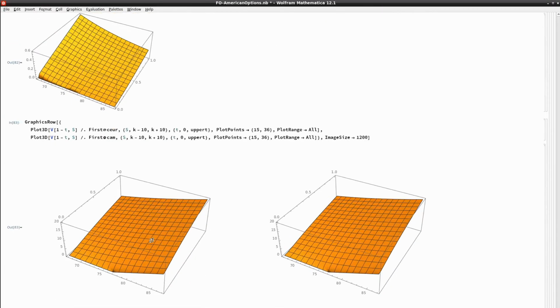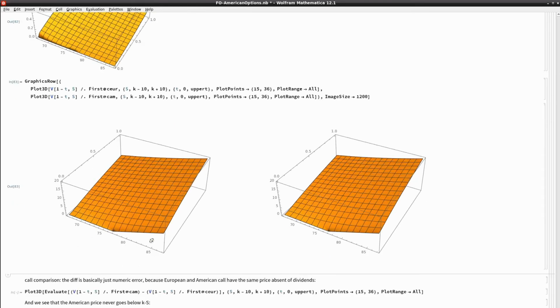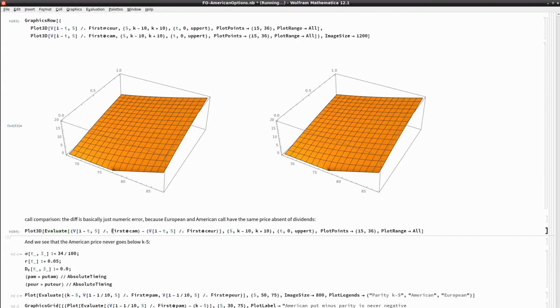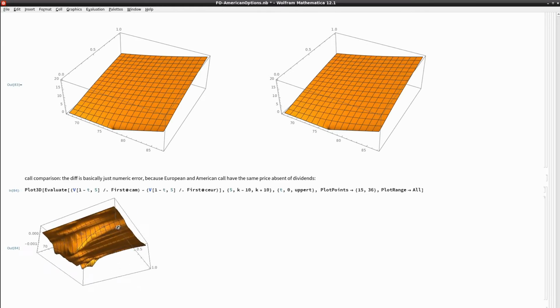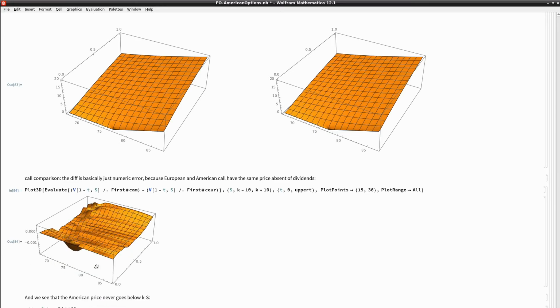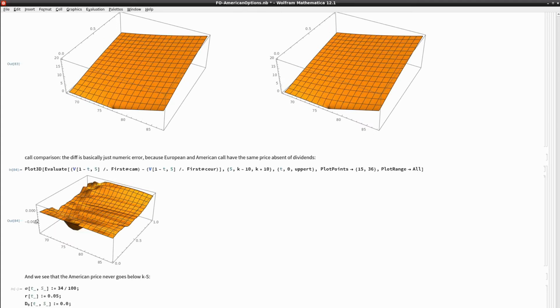And here we have a call comparison. In the call comparison, the difference is basically just numerical error because the American and European call have the same price absent any differences. And this one I would just call numerical error or dirt, right? We're really just getting dirt here. These are very small numbers, less than, what is it? Less than 1/10 of a cent. So this would just be numerical error.